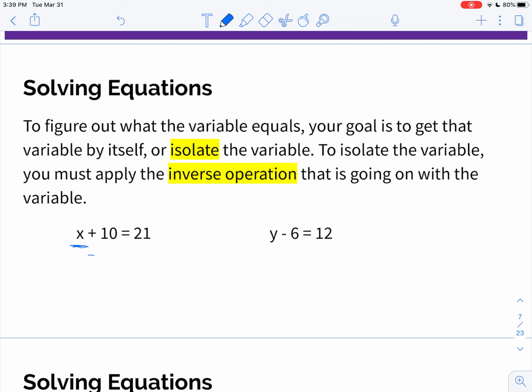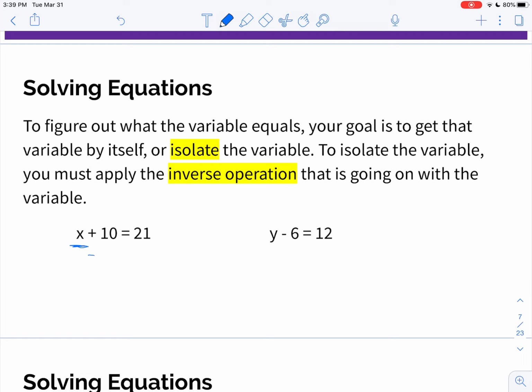So number 1, I know that x is being added with 6. So I want to do the opposite or inverse operation of adding 6. I want to subtract 6 from each side of the equation. These cancel out. I am left with x on the right. 10 minus 6 is 4. So x equals 4.